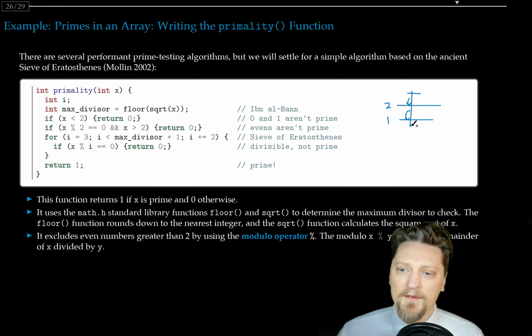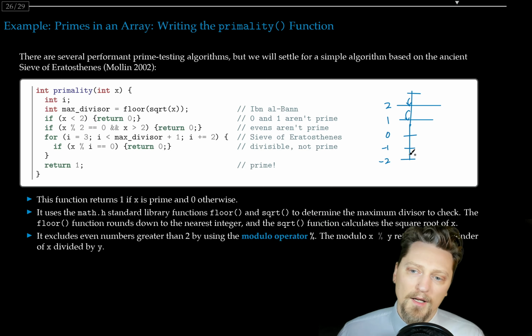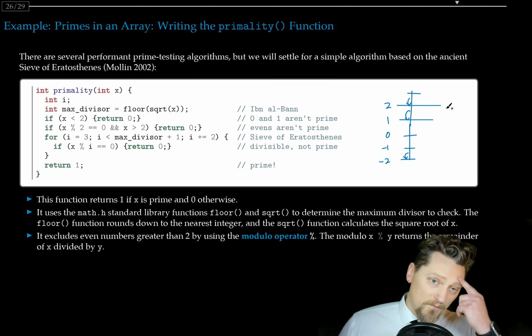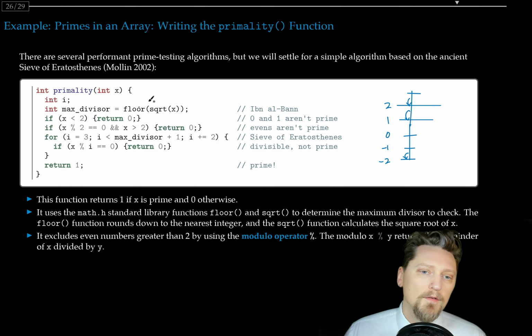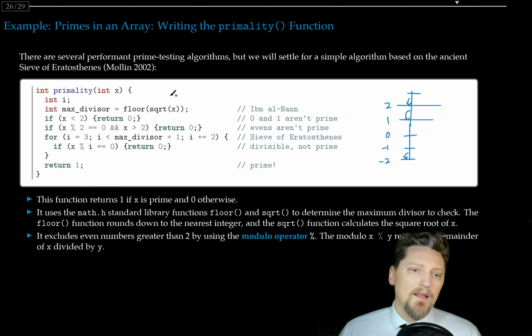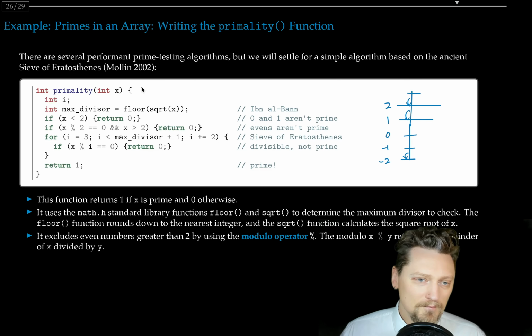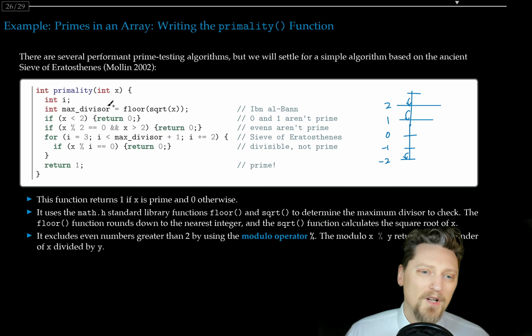And it always rounds down, so even with negative numbers, if you have like -1.5, it's going to round down to -2. So it always rounds down. Okay. So we take the floor of the square root, which gives us the maximum possible number that could be a divisor for whatever x is. That's what we start with, this max divisor.